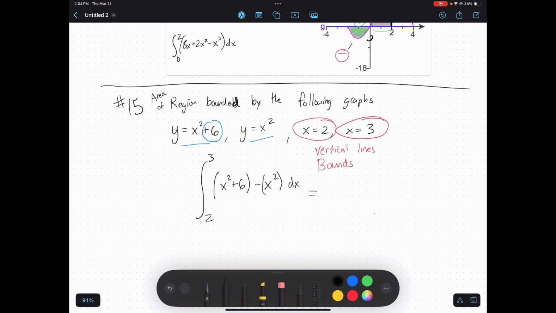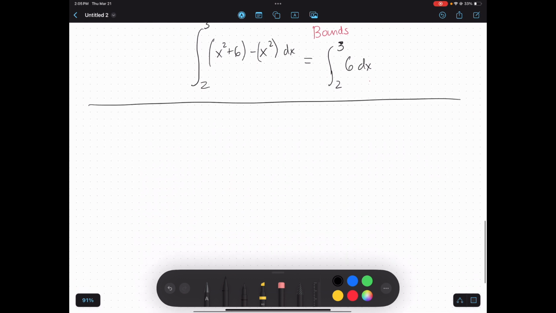And that actually cleans up really nicely, because what's x squared minus x squared? I'm not sure why I wrote that as negative 2. That's just positive 2. So this is the integral from positive 2 to 3 of just 6. And you can solve for that fairly easily.